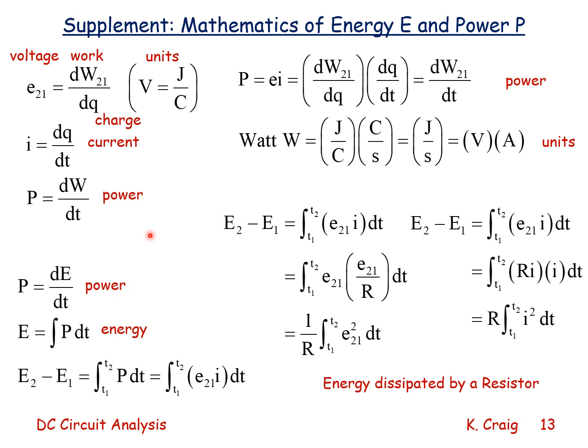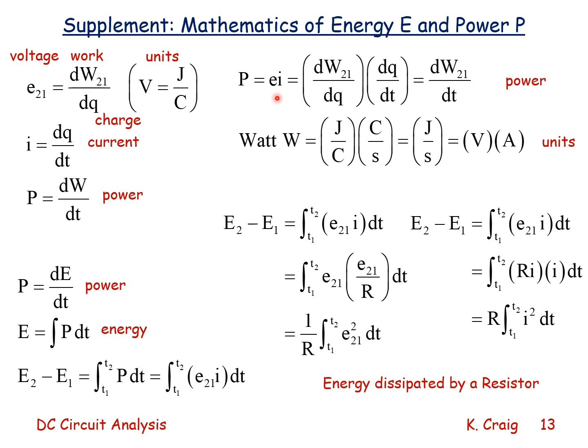This is a supplement covering the mathematics of energy E and power P. It is not essential for our discussion at this time, but we will need to refer to it later on. Here we see that voltage is defined as work per unit charge. A volt is a joule per coulomb. Current is the time rate of change of charge. Power is the time rate of change of work. Power can also be expressed as the time rate of change of energy, and energy then is the integral of power with respect to time.